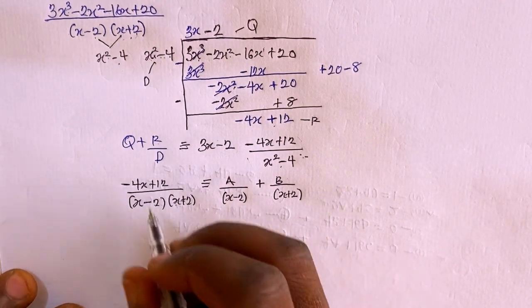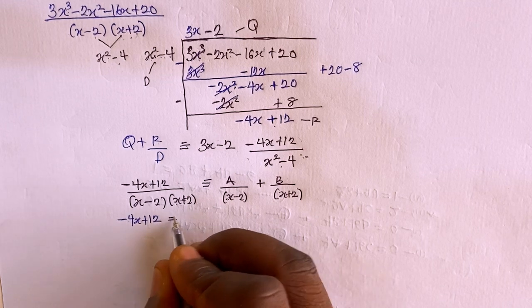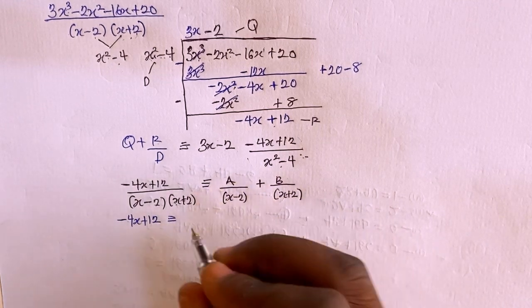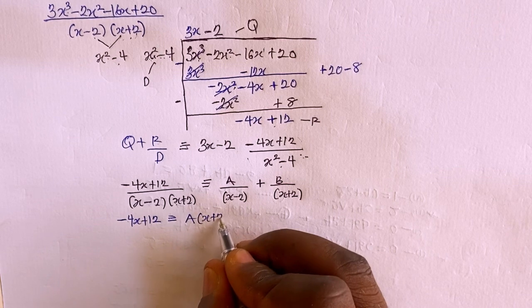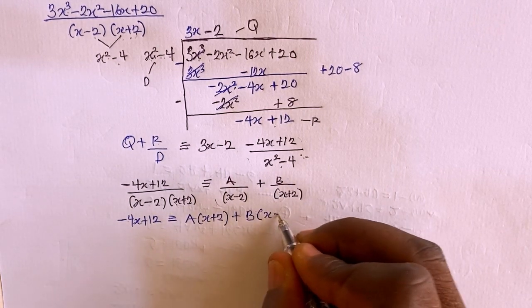This will cancel this later. I'm going to have minus 4x plus 12, right? Which is equivalent to, I'll pack everything here, which is a into bracket x plus 2, then plus everything here, which is b into bracket x minus 2.